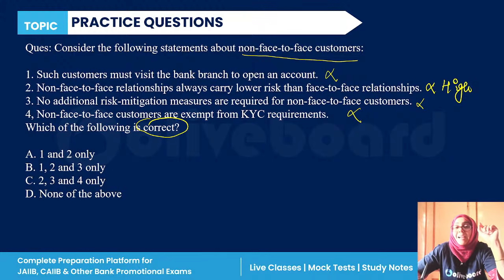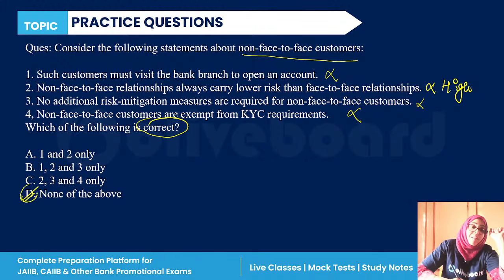So if we talk about the correct answer of this question, all the four statements are wrong. So none of the above is the correct statement here. Clear, everyone?